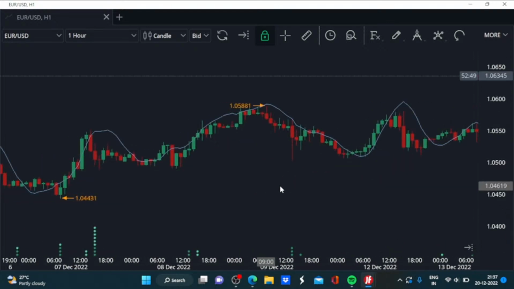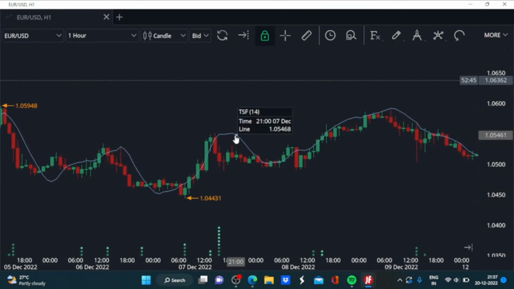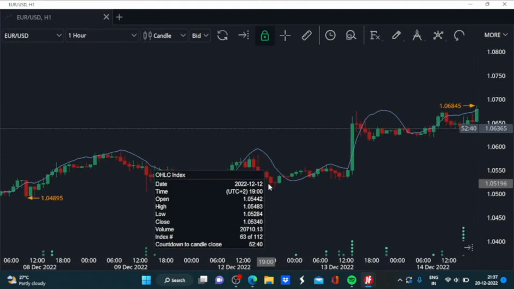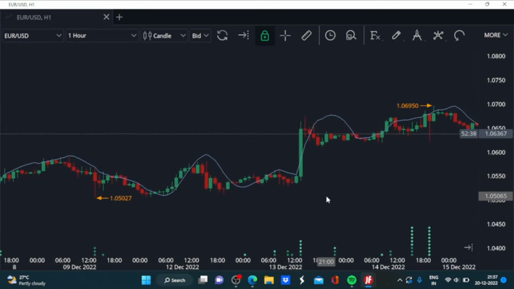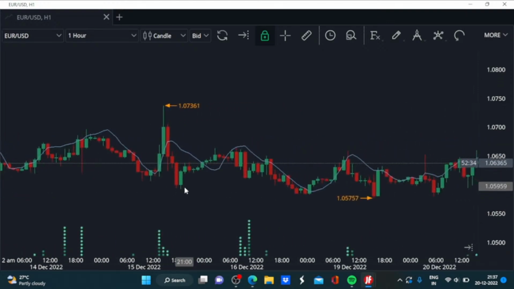And in most cases, even when things are simply going sideways, we have the time series forecast on the higher side of the candlestick price pattern. So there is one interesting observation.